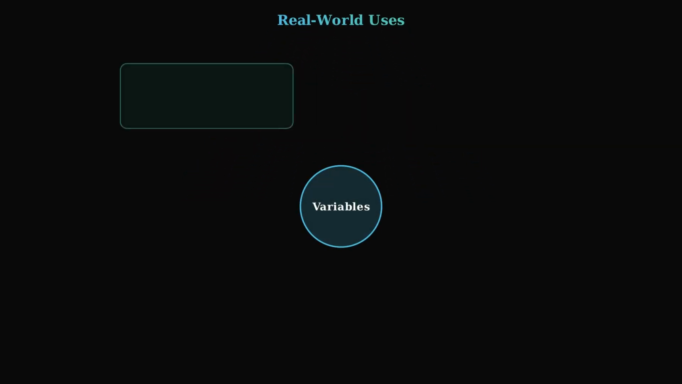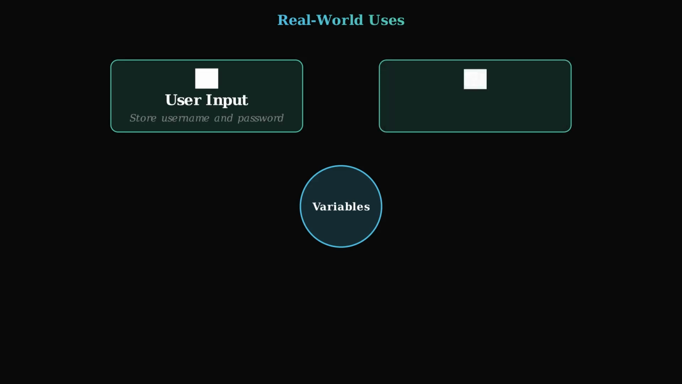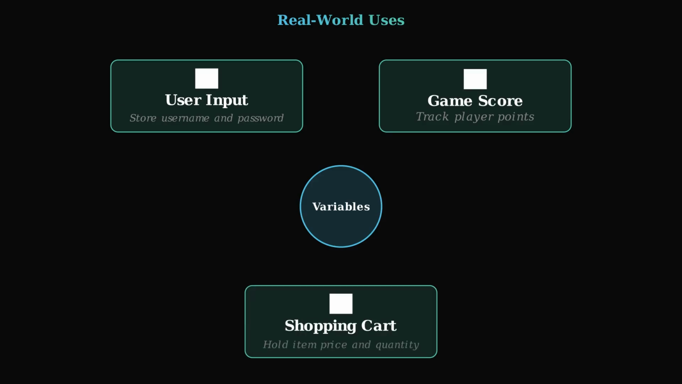How are variables used in the real world? User input. Store username and password. Game score. Track player points. Shopping cart. Hold item price and quantity. Variables power all these applications. Let's see the problem it solves.